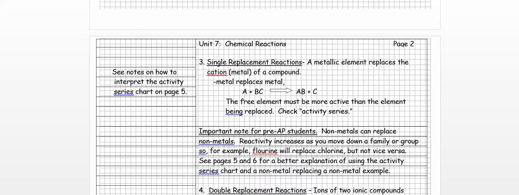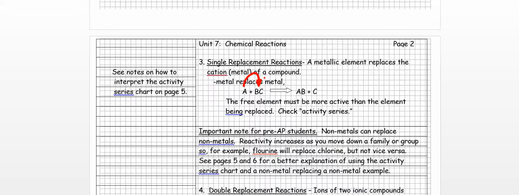We had A plus BC yields AB plus C. What happened? Well, apparently A replaced C. You see that? A replaced C, just like that. And when A replaces C, then what you're going to have is a single replacement reaction. Now notice C is by itself now, right? C is by itself. So the free element must be more active than the element being replaced.